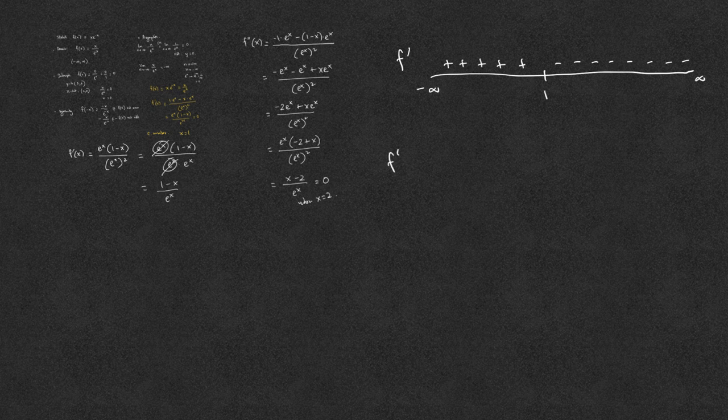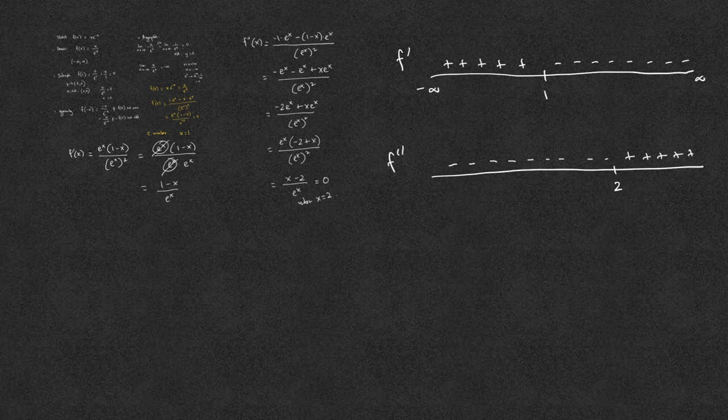We then test the sign for the second derivative. We found the cut point at x equals 2. If we plug any number from negative infinity to 2, negative 5 for example, we will see that negative 5 minus 2 is negative. So the function is concave down from negative infinity to 2. And if we plug in any number from 2 to infinity, 5 for instance, we will see that f double prime is positive, so the function is concave up.